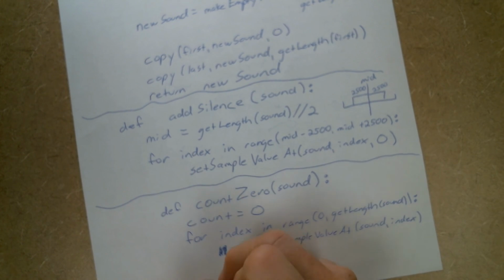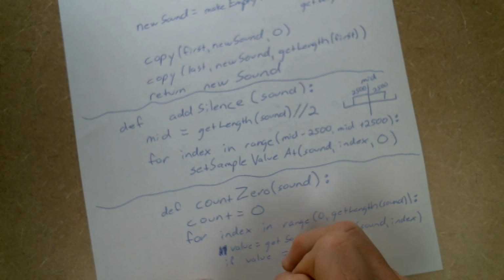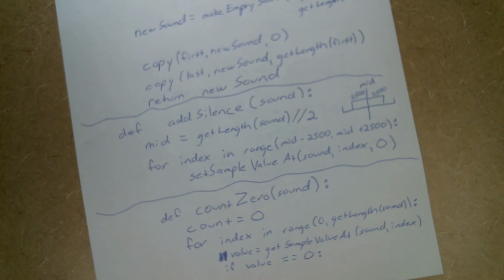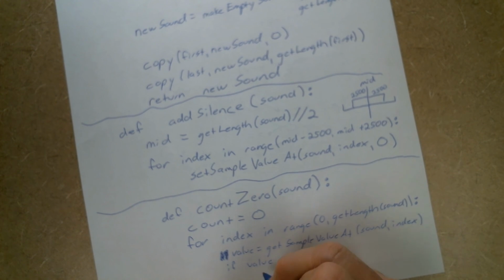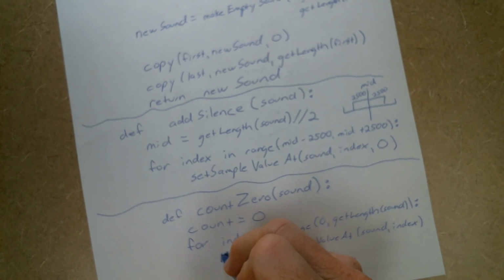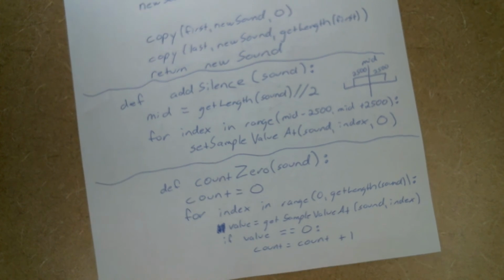Then we have our if statement. If value double equals 0, make sure you got your colon. Then we're going to make count get 1 bigger. So count equals count plus 1. And then last but not least, we want to return count.